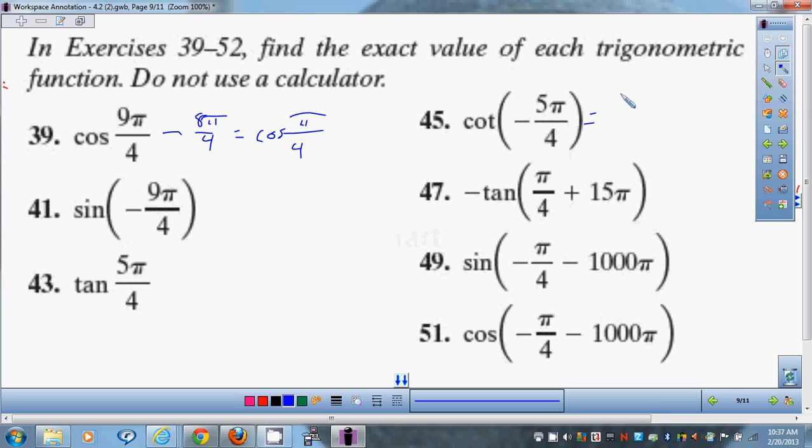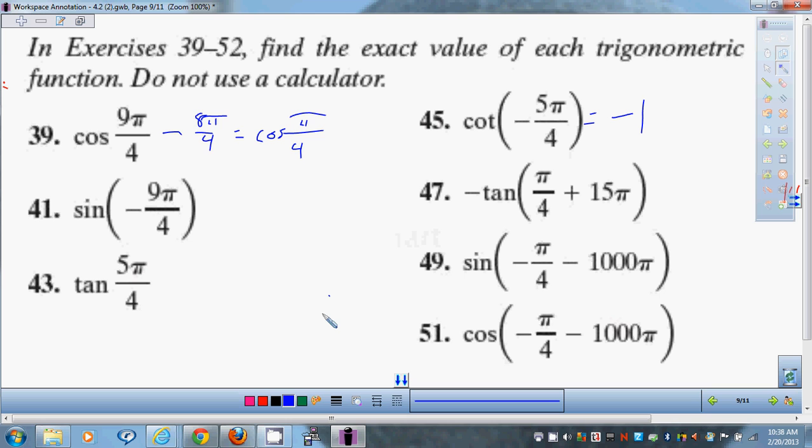Now, 47 through 51 are funny because they look hard, but actually they're very, very simple, especially 49 and 51. What did we have to do for these two? We had to add or subtract 2 pi, right? And we got back to the exact same angle, didn't we? If you add 2 pi, you're right back where you started, and 4 pi, 6 pi, 8 pi are all going to be the exact same thing. Anytime you add or subtract an even number of pi, 2 pi, 4 pi, 6 pi, etc., you're going to end up with the exact same angle.